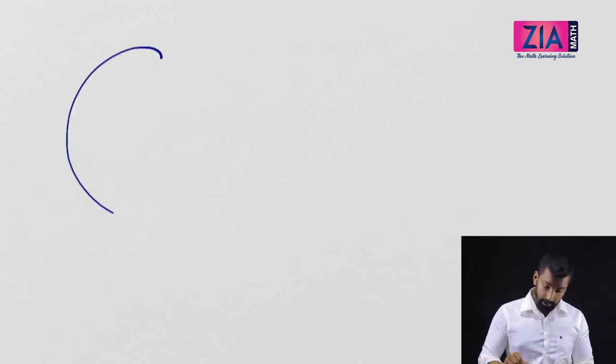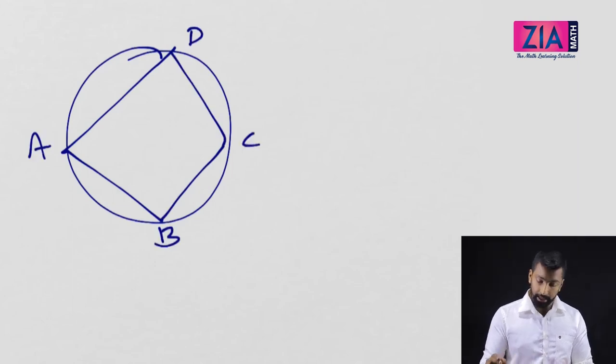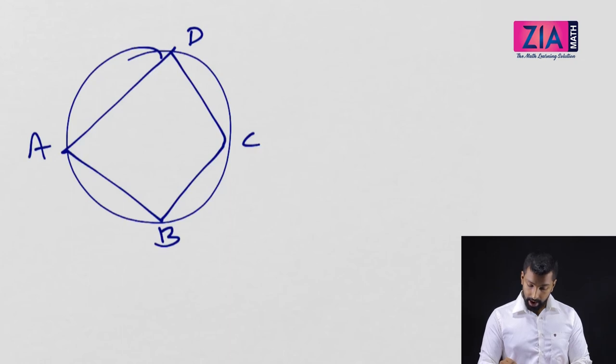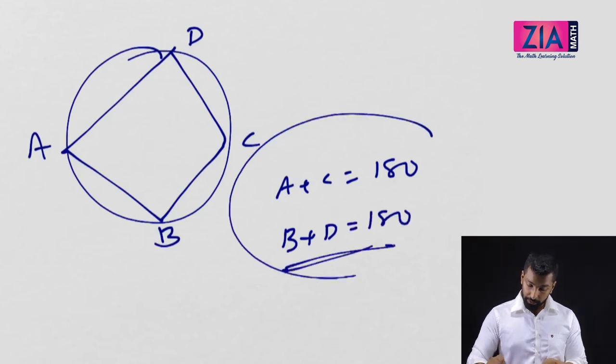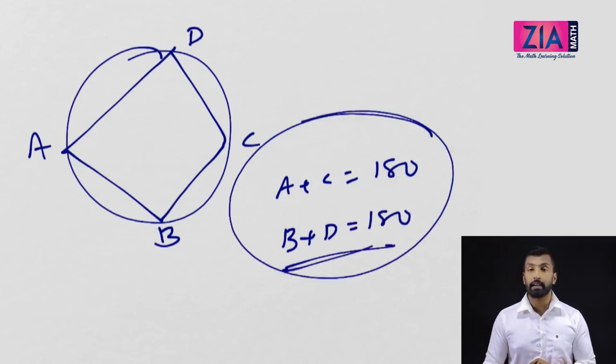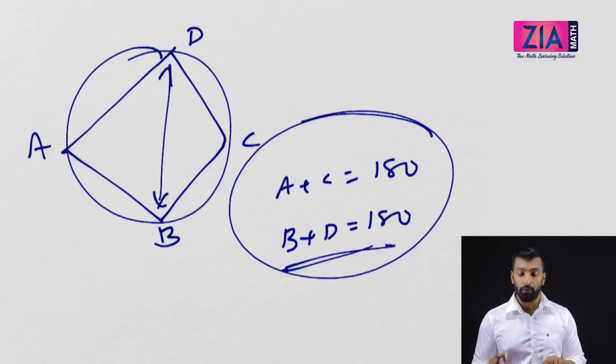Now another is a cyclic quadrilateral like A, B, C, D. See, A plus C is equal to 180 degree, B plus D is equal to 180 degree. The sum of either pair of opposite angles in a cyclic quadrilateral will be 180 degree. That is a property, right? So the sum of the opposite angles will be 180 degree.